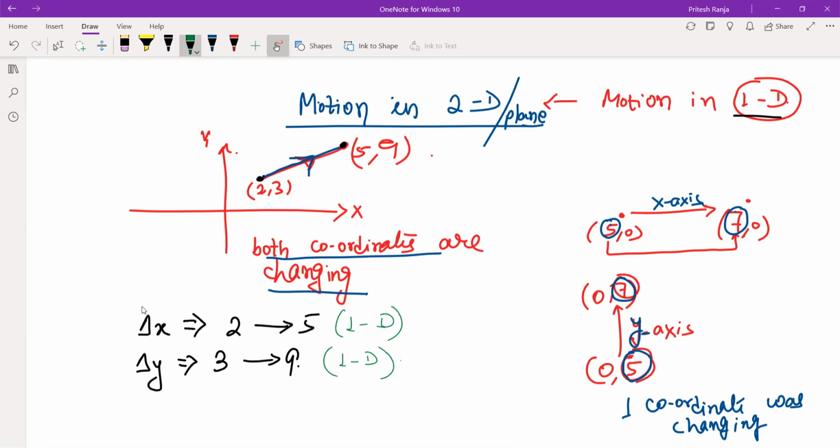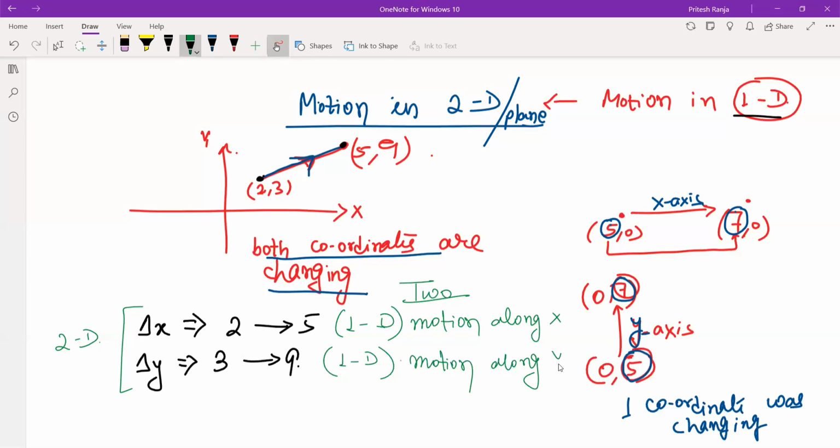In short, we can say two-dimensional motion or 2D motion involves two one-dimensional motions, one along x-axis and the another along y-axis. So here, if we observe the triangle, let us suppose object moved from point A to final point B. Now, this is the direct connection that I have joined.